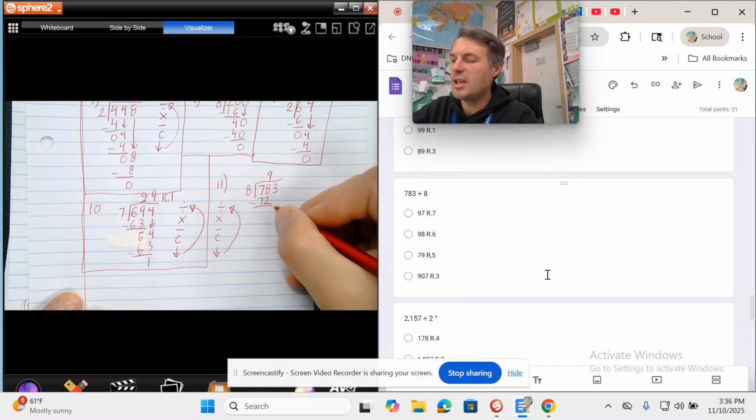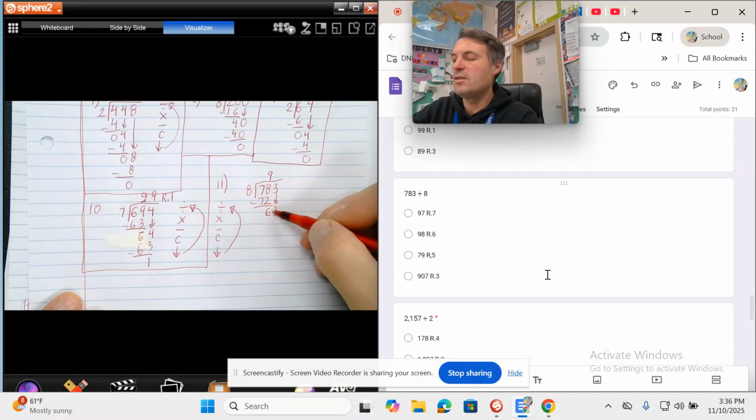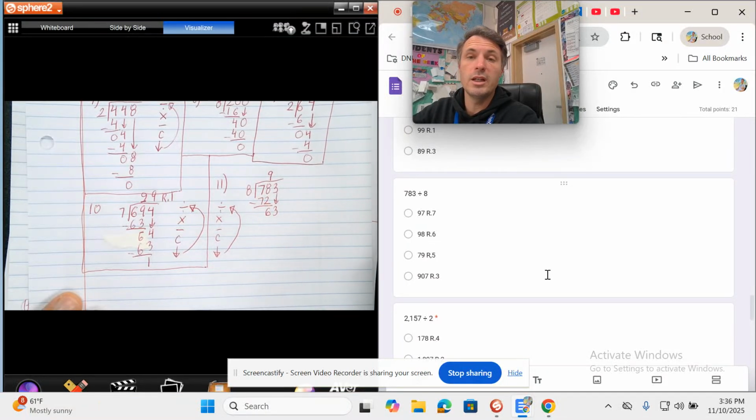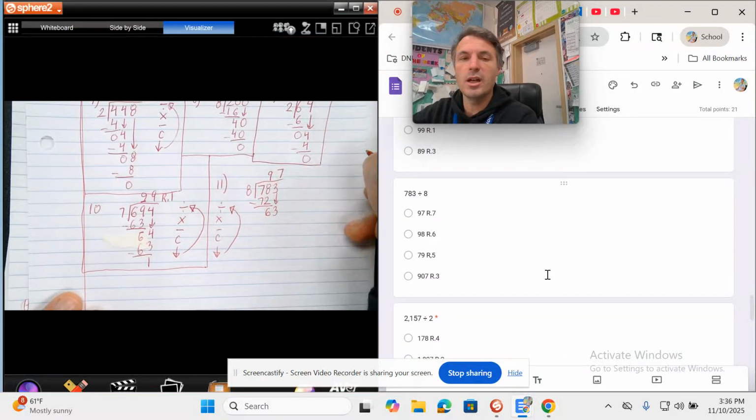We subtract. 78 minus 72 is 6. Is 6 smaller than 8? Yes. Now we bring down the 3. How many times can 8 fit into 63? We'll think, what? 8 times 7 is 56. 8 times 8 is 64. So 8 can only fit into 63 7 times.